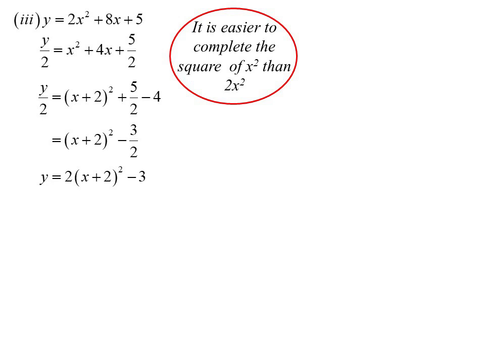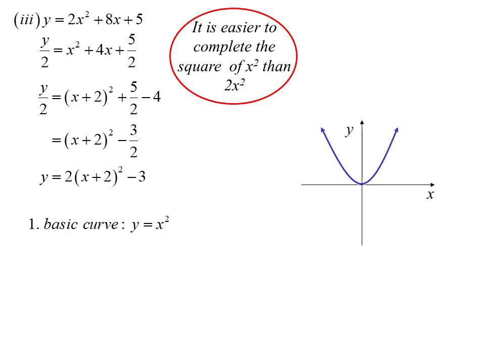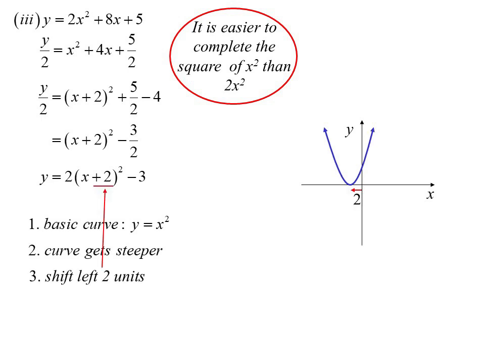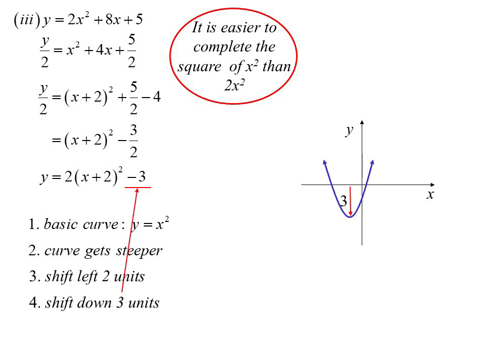But now I can see what we've got. I've got my basic parabola, y equals x squared. I've got some sort of dilation happening here because of this multiplication by 2. So I know the curve's going to get steeper. There we go. We make it steeper. Now I'm going to shift it left 2 units, and then finally we're going to move it down 3 units. And that would be a picture for our new parabola.